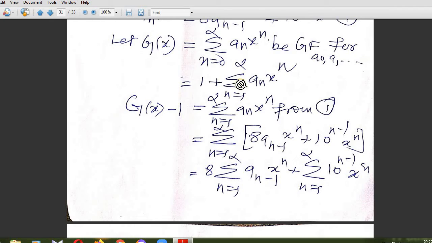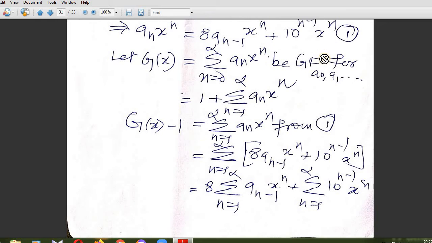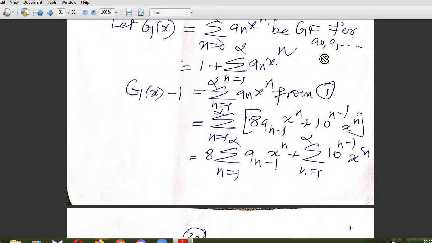Now g of x is this. Now for g of x, I am subtracting 1 on both sides. What will I get? g of x minus 1. On that side, this 1 will go out. You will get summation n from 1 to infinity a_n x power n from equation number 1. Now look at that. Subtracting 1 on both sides, this 1 and that minus 1 cancel. You will get g(x) minus 1 equals summation n from 1 to infinity a_n x power n.